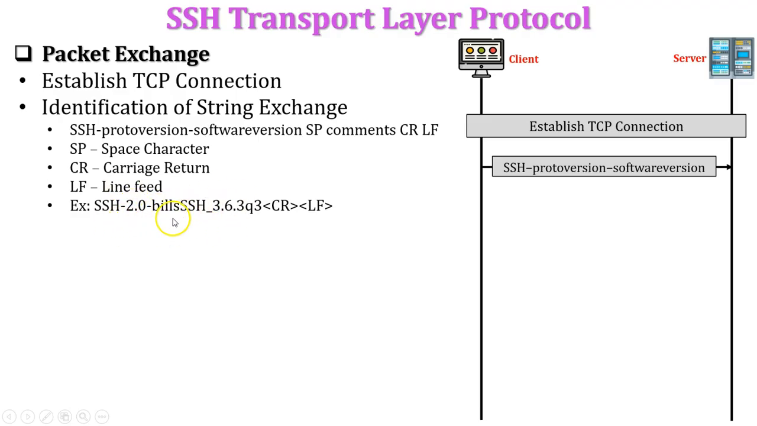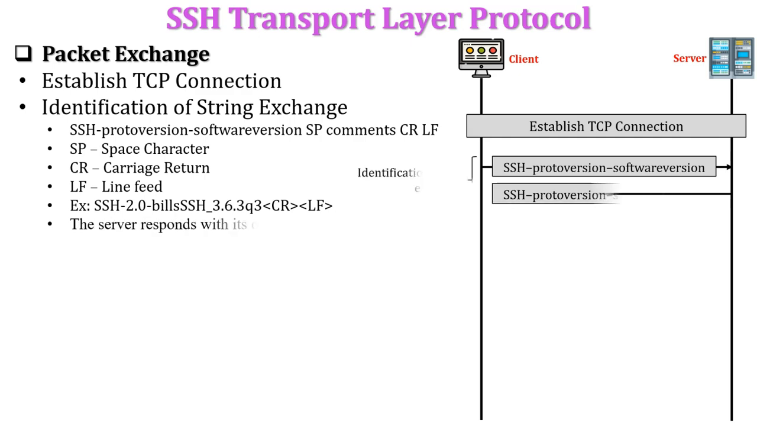Then the software version is built as SSH 3.6.3. Then after a special character, there is a carriage return and line feed. After the client message, the server responds with its own identification string. These strings are used in the Diffie-Hellman key exchange algorithm.